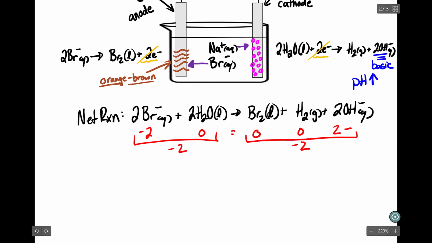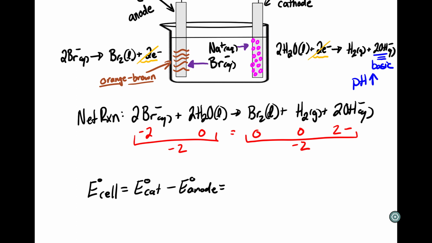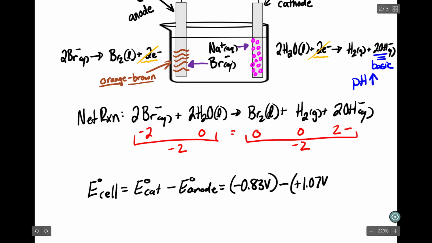In order to calculate the electric potential, we have to go cathode minus anode. So the electric potential at the cathode side minus the electric potential at the anode side. So the cathode being water, or I should say the substance that reacts at the cathode is water, and its electric potential as an oxidizing agent is a negative 0.83 volts. And I'm going to subtract from that a positive 1.07 volts, which is for the bromide.